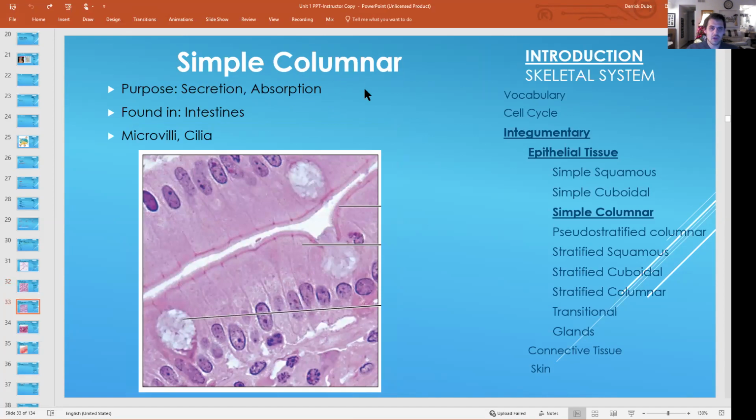And then again, columnar, and you'll see these a lot in intestines. This is where you've got a lot of absorption going on. You can see you've got this kind of top layer here. You see that little line, and then it's got almost like the ends are kind of fuzzy.